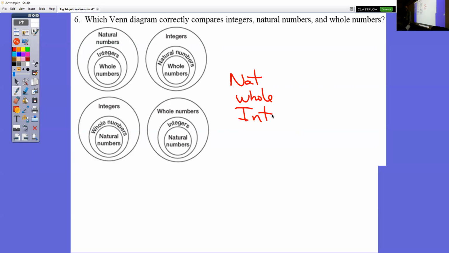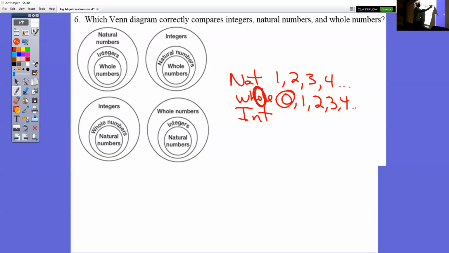So we have 3 different kinds of numbers here. We have natural numbers, whole numbers, and integers. Natural numbers, remember, are your counting numbers. They start with 1, 1, 2, 3, 4. They're your kindergarten numbers. Whole numbers include 0. Remember, the O in whole is 0. So it includes 0 and all of your natural numbers.